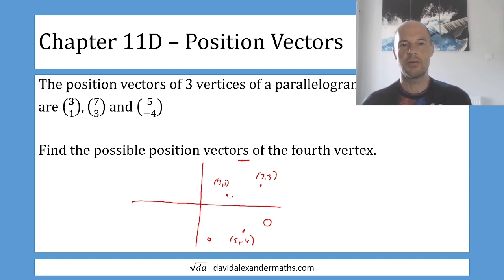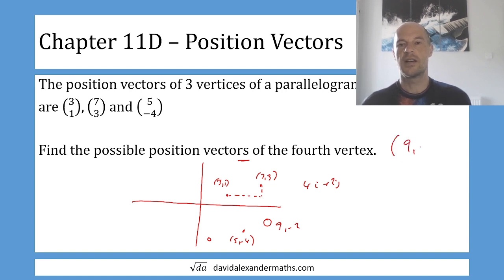So all I would do here is think about, to go from the 3, 1 to the 7, 3, that is just adding 4i plus 2j. We don't even need to see it in terms of i's and j's, just use a bit of common sense. I'm adding 4 to the x's and adding 2 to the y's. We can see it in x's and y's if you want, instead of i's and j's. So this point here is going to be 5 plus 4, which is 9, and minus 4 plus 2, which is minus 2. So there's one option.